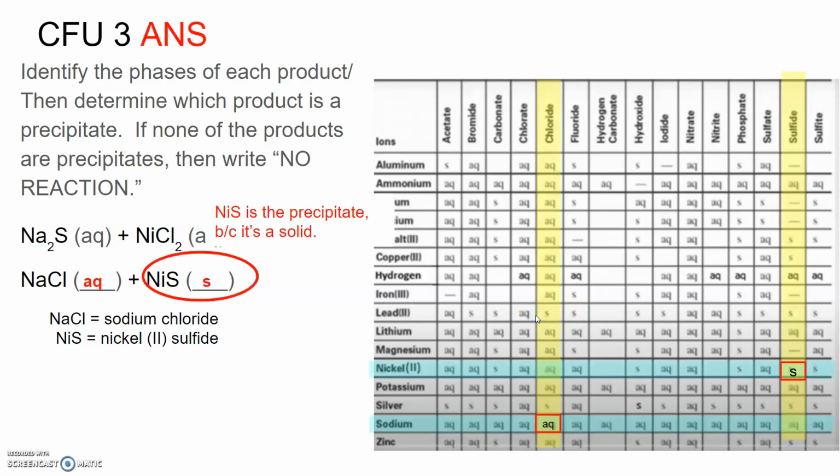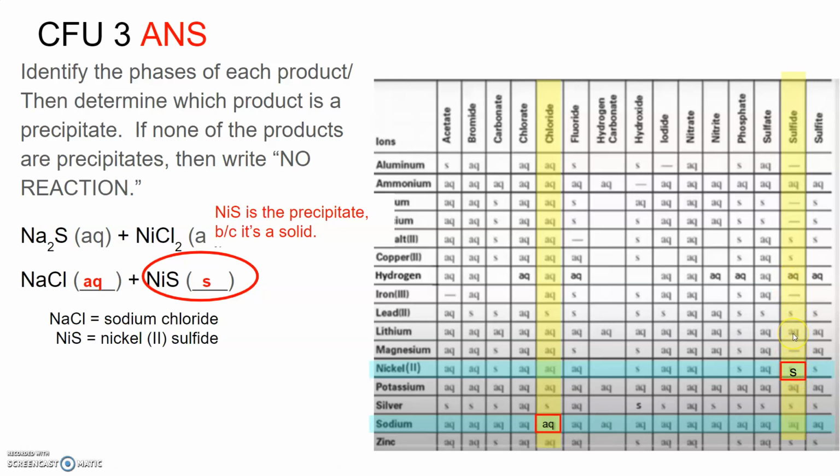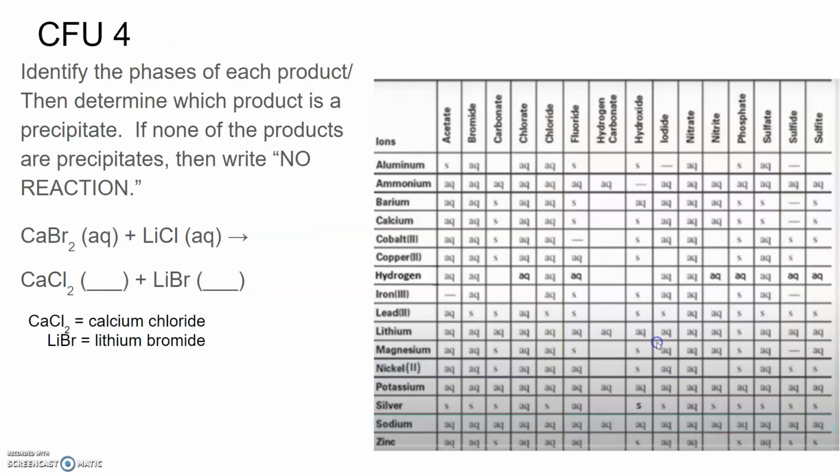All right, the answer to that is nickel sulfide, because if you find nickel sulfide in the solubility chart, here it is, where the nickel and the sulfide intersect, that's a solid, but sodium chloride, which is table salt, is aqueous. All right, next example. Pause the video now. When you press play again, the answer will be revealed.